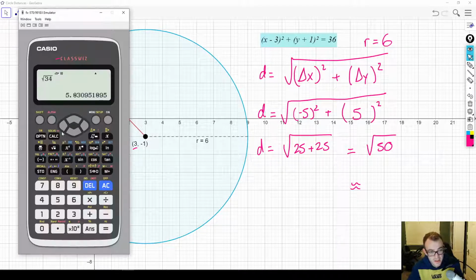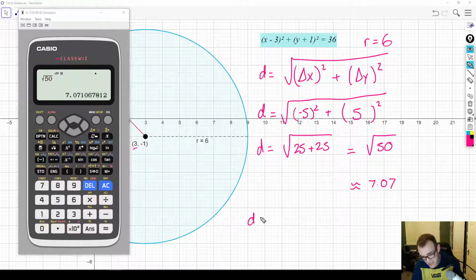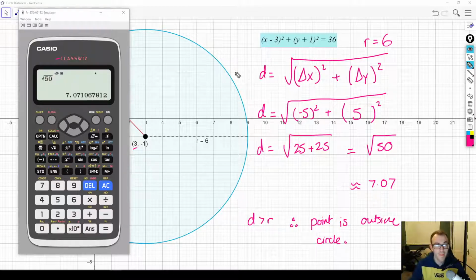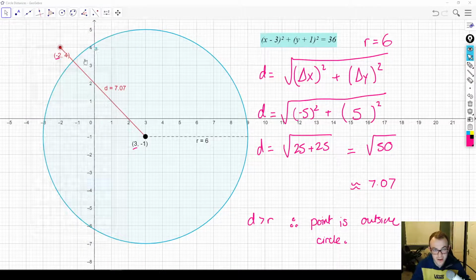Let's have a check. Root 50. Hey, lovely, fantastic. 7.07. The important part is that the distance is greater than the radius. Therefore, the point is outside the circle. Let's have a look at it again. There it is. Okay, wonderful.